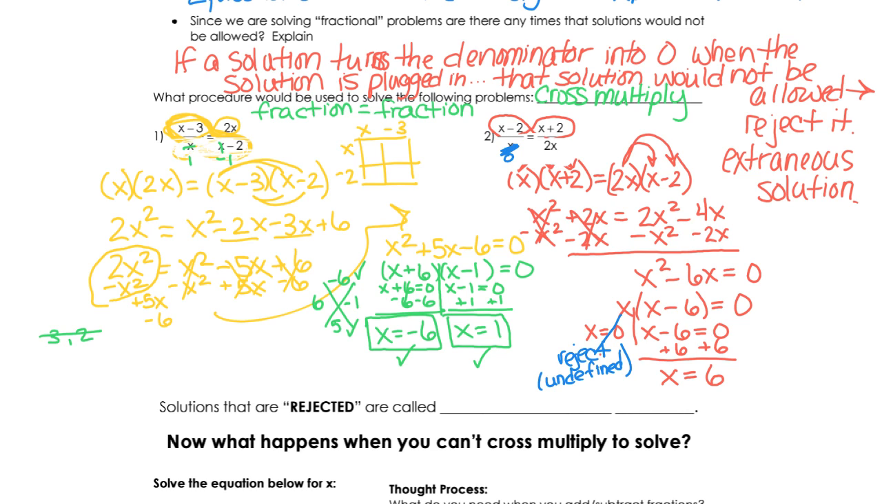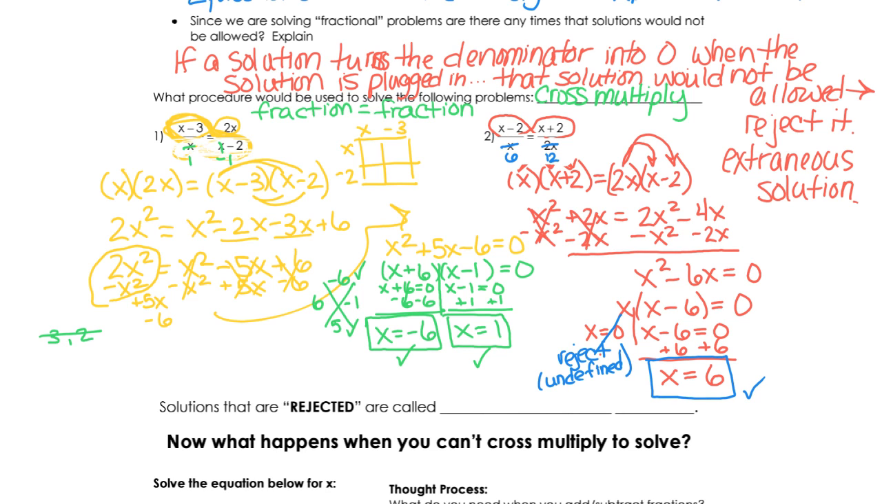My second solution is 6, and so a 6 being here is absolutely fine. It's not 0. And then 2 times 6 would give me a denominator of 12, and again, that's completely fine because it doesn't turn my denominator into 0. So this one can stay.